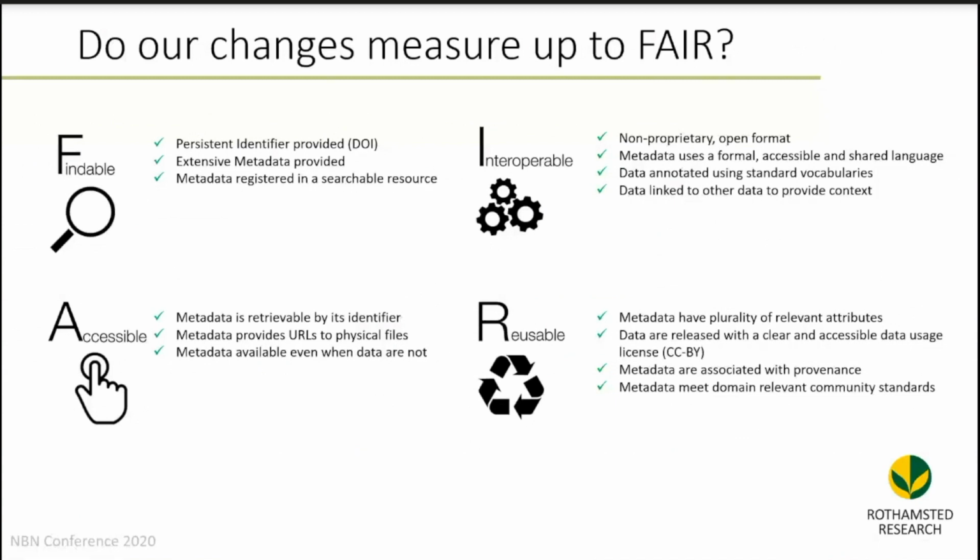So we've done quite a lot, but does it mean we measure up to the FAIR principles? And I think we do. So we're doing a lot more now. We're providing the persistent identifiers. We're giving everything a DOI. So that means that we have good, rich metadata, metadata that's in context, but crucially metadata that's registered in a searchable resource, so people can more easily find the data sets that we're publishing.